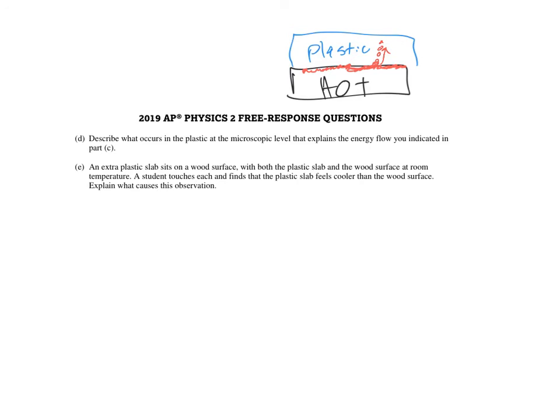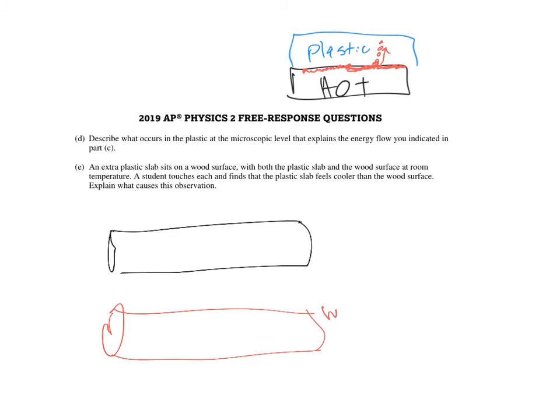The last one says an extra plastic slab sits on a wood surface. Why is it that the wood feels warm and the plastic feels cold? Well, we actually did this with some wooden dowels and metal dowels, and they felt different based on their thermal conductivity. Metal would have a very high thermal conductivity, and wood would have a very small thermal conductivity. So when you touch it, the metal transfers heat away from your hand much, much quicker.